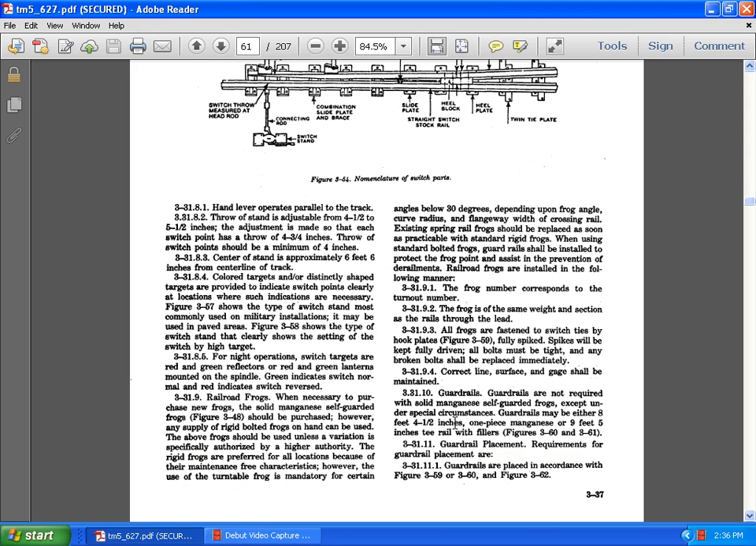3.3.1.9.4 Correct line, surface and gauge shall be maintained. 3.3.1.10 Guardrails. Guardrails are not required with solid manganese self-guarded frogs except under special circumstances. Guardrail may be either 8 feet 4.5 inches or one piece manganese 9 feet 5 inches long. Guardrail placement requirements: guardrails are placed in accordance with Figures 3.15, 3.59, 3.60, and 3.62.